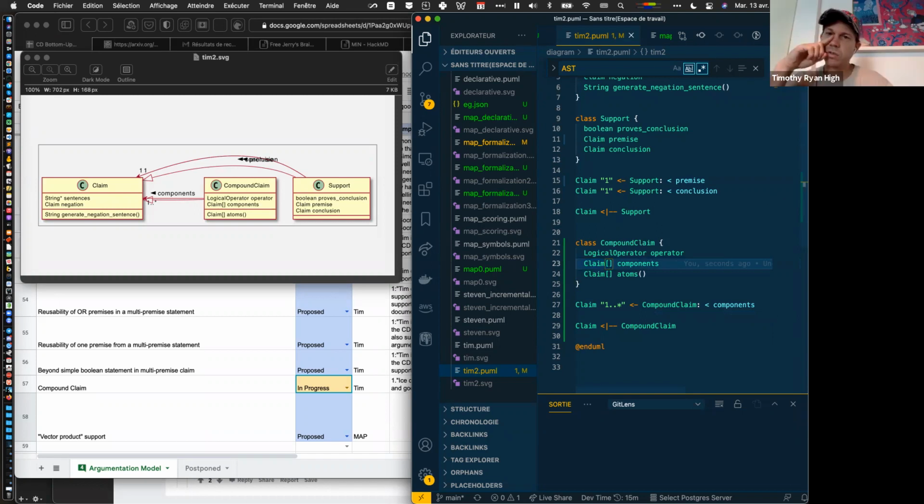What is 24? It's a method. What does the method return? It's a function. It's the set of atoms. The components can also be compound claims, in which case they're not atoms. So you'd go down recursively on the composition operator until you reach an atom, and then you return all the atoms. I see. Okay, understood.